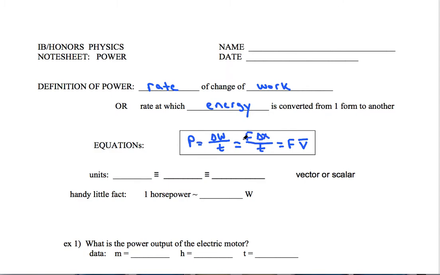So units: the unit of force is a Newton, the unit for displacement is a meter, and the unit for time is still seconds. We also said that a Newton meter is a joule, so this is really a joule per second. And we define a joule per second as a watt. We use the capital letter W for watts. Power is a scalar, meaning it does not have a direction associated with it. And a handy fact: 1 horsepower, which is another unit for power, is about 746 watts.